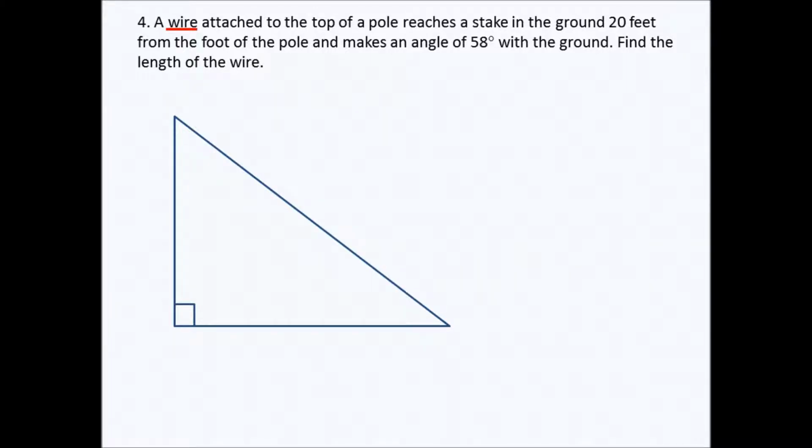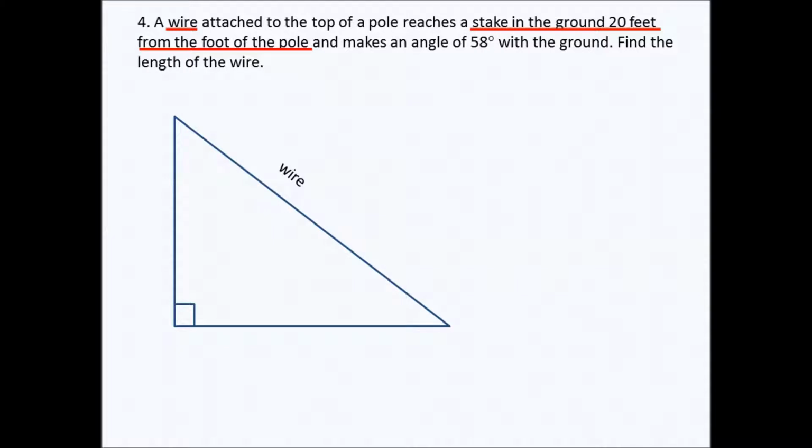The first thing that we're told is that there's a wire attached. So the hypotenuse represents the wire. The wire is attached to the top of a pole which reaches a stake in the ground. That's how we know that the wire is represented by the hypotenuse of the triangle.